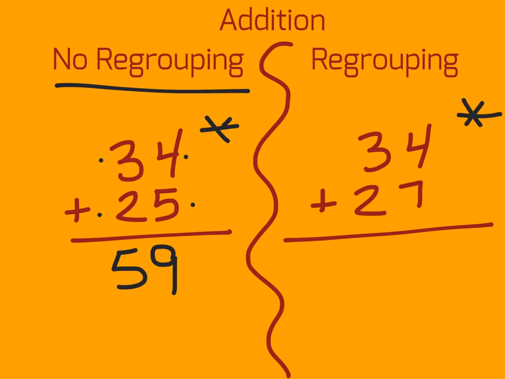Now here is one with regrouping. Again, I start on the right side, 7 and 4 more. Well, 7 plus 4 I know is 11. I carry my 1. That's where my regrouping is. Now I can go 3, 4, 5, 6. So my answer for that is 61.